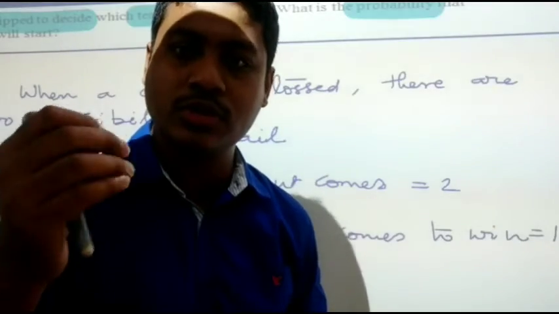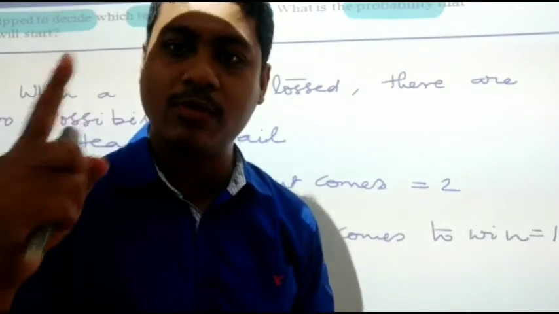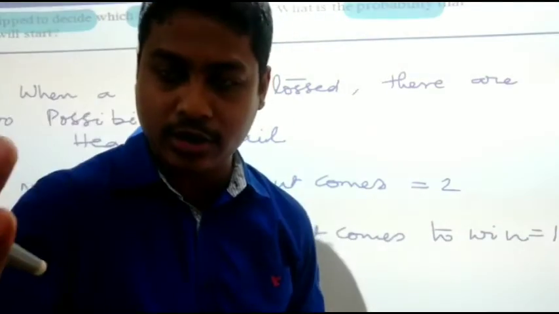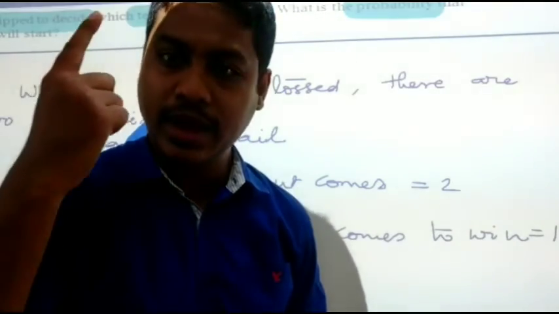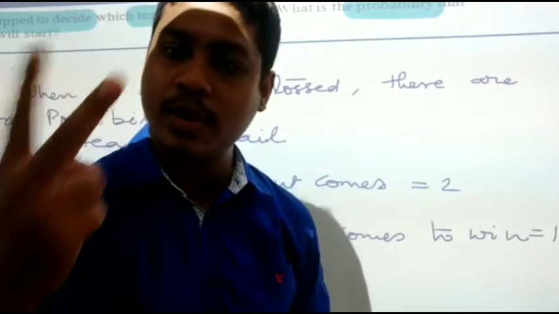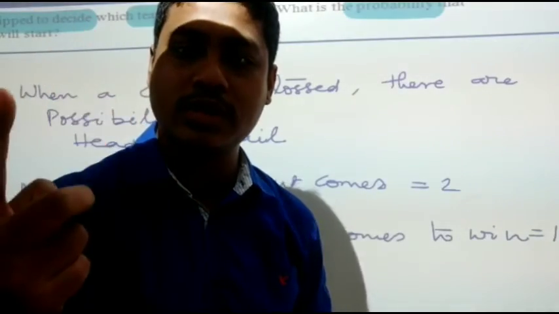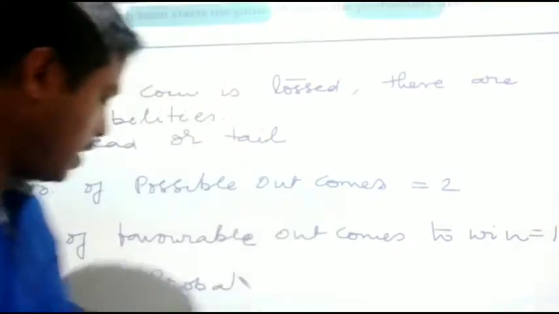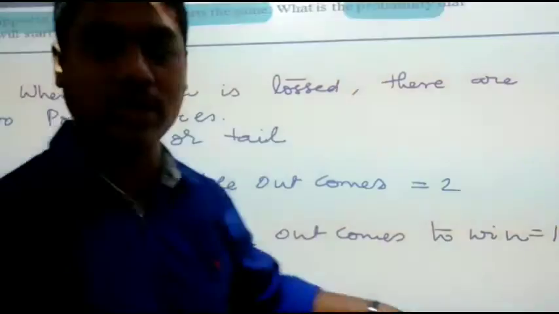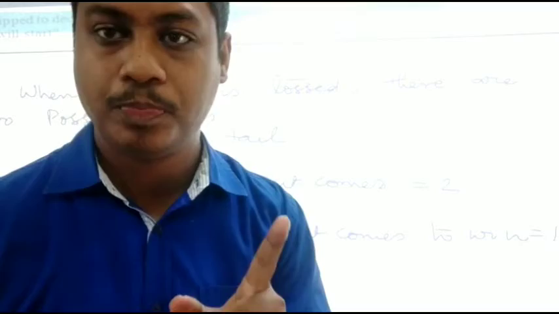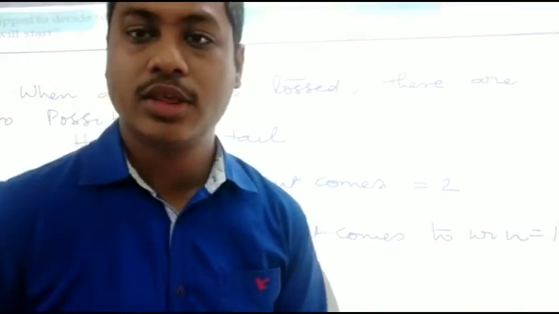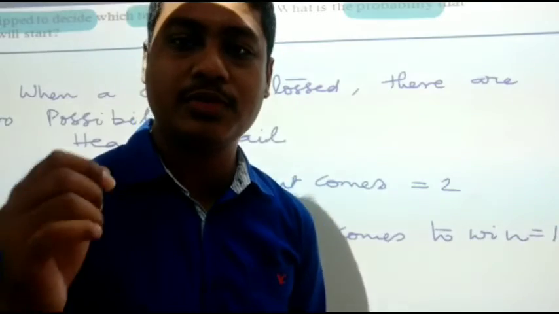Suppose your team chooses head. Your head will occur only once. So the probability that your team will start is 1, and the total number of outcomes is 2. So the probability is 1 by 2. This is the answer for question number 3. For question number 4, you have to try by yourself.